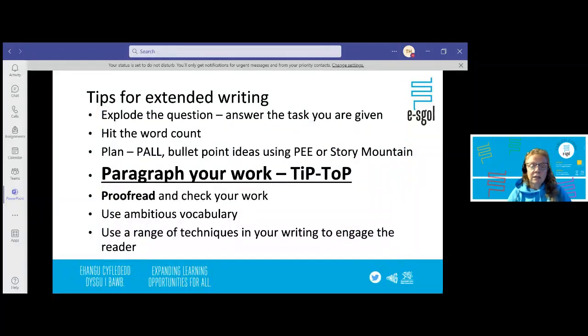Some really interesting tips for the extended writing. Making sure you paragraph your work is absolutely vital. So thinking about tip top, if you don't remember how to paragraph, tip top is the one where you change paragraphs for time, place, topic, or person. Tip top. Changing your paragraphs when you change time, person, topic, and place. Okay.